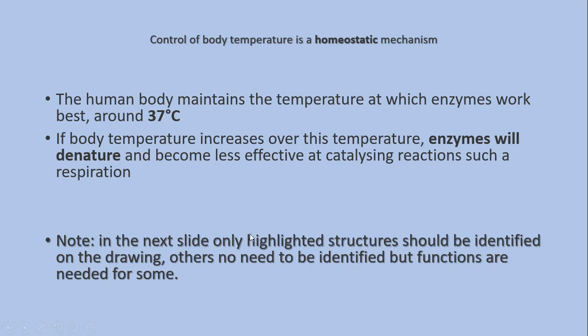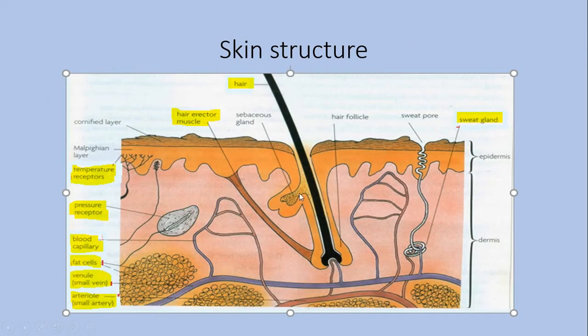In the next slide, you should only identify the highlighted structures on the drawing. Other structures, no need to identify them on the drawing, just know their functions. That's it. Here is the structure of the skin. This is hair. Here we have the hair erector muscle. It makes the hair either upright or lie flat. So this muscle controls the movement of the hair. Here we have a sweat gland. As you see, it is coiled. You have to identify it on the drawing.